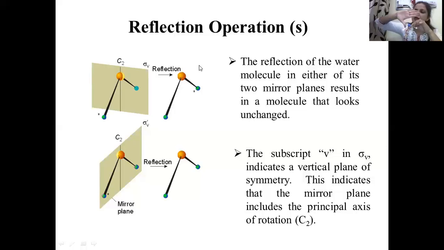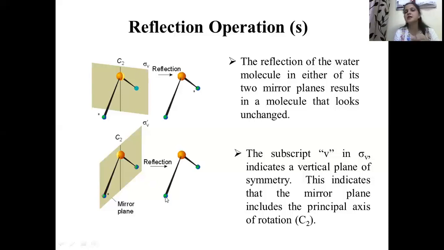Just suppose that the mirror is cutting through each and every atom and it is passing through the center of this oxygen atom and the center of these two hydrogen atoms. Whenever you look at the image of the molecule, it will be identical. It will be a similar image.